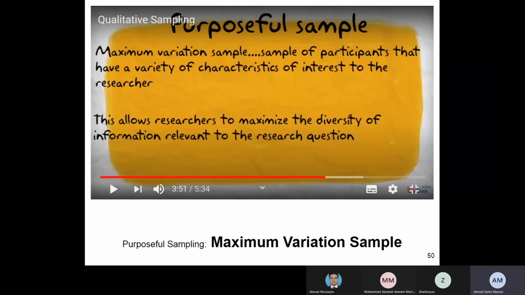Okay, another one, a big word here, maximum variation sample. A sample of participants that have a variety of characteristics of interest to the researcher. So sometimes you look for the one who can show maximum variation, who has a variety of characteristics of interest to the researcher. This allows the researcher to maximize the diversity of information relevant to the research questions.